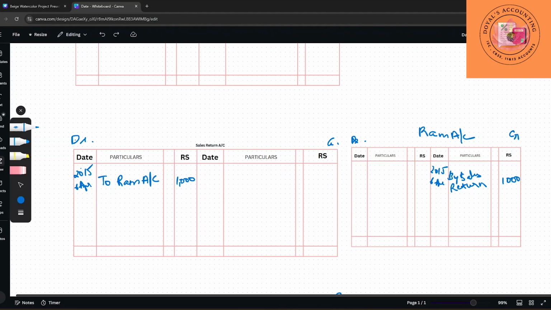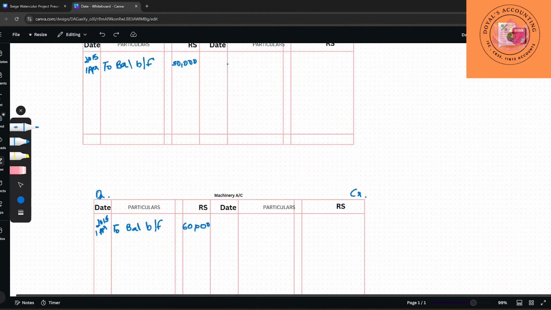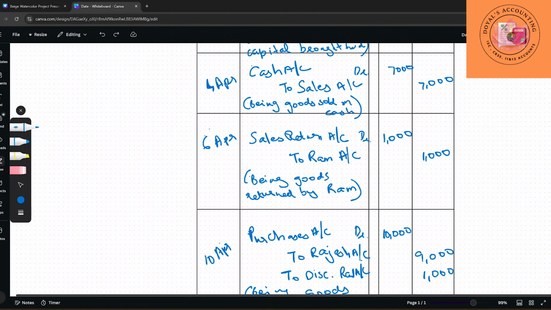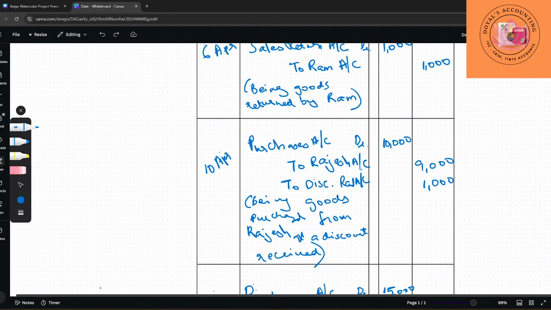If four accounts are involved, the transaction will be recorded in four accounts. Now we'll see the next compound entry. Okay, 10th April, purchases account debit to Rajesh account and to discount received account.